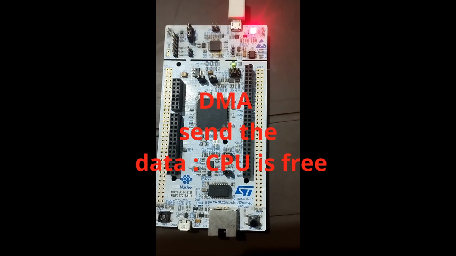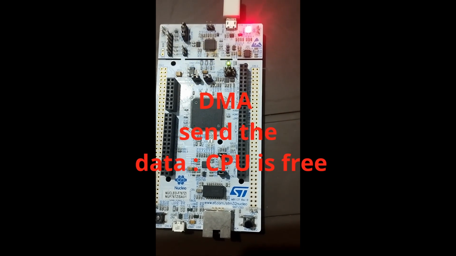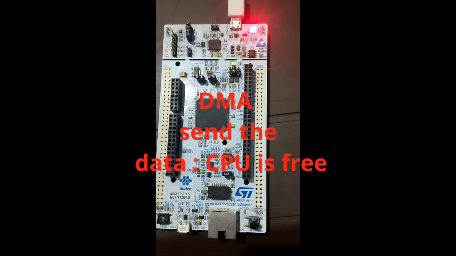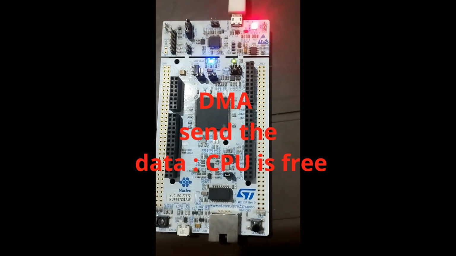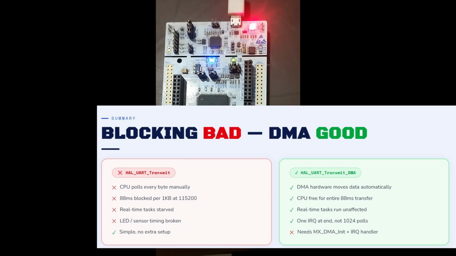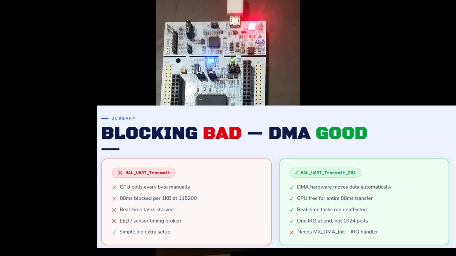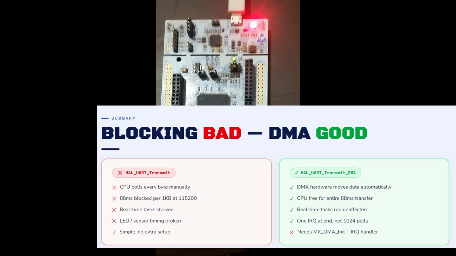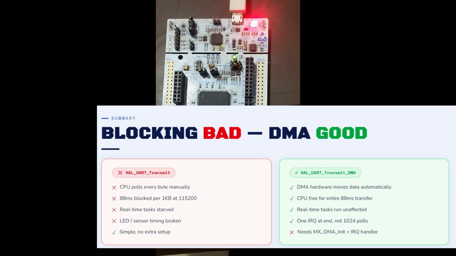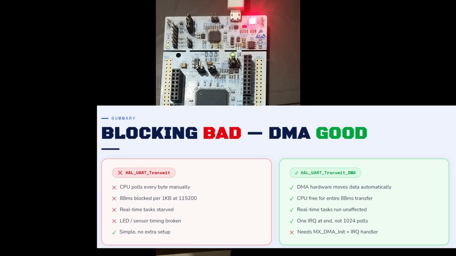And here you can see blinking is fast, so the CPU is not wasting time in sending data. So even if you increase this 5 KB to whatever size, DMA will simply work in the background. The CPU is not involved in any of this operation, and you can see the CPU can do other work also. So this is how we can use DMA in UART transmission and let the CPU work on other things.